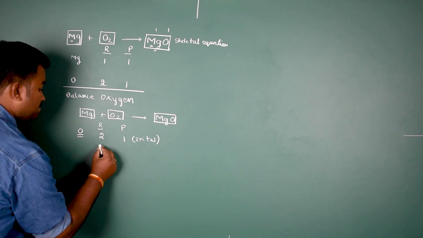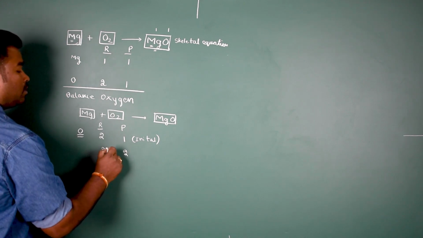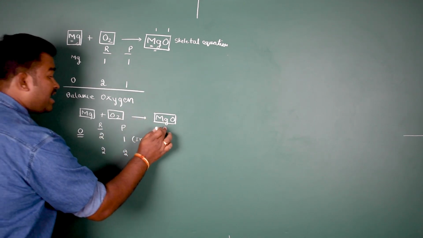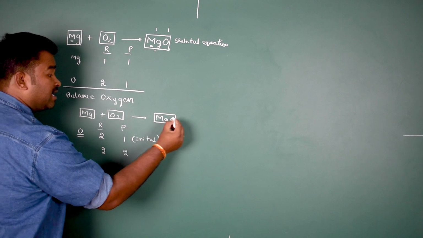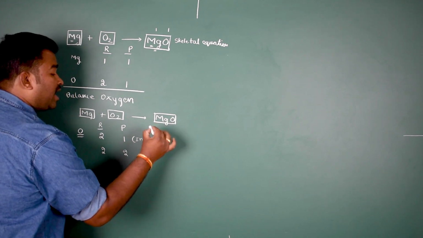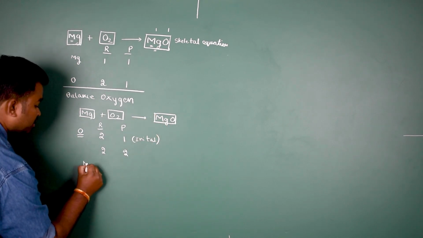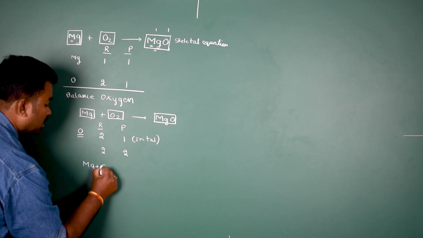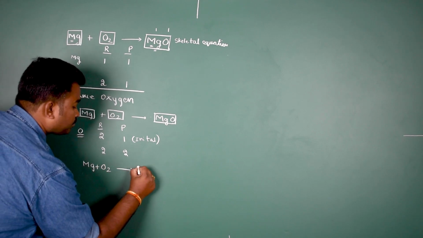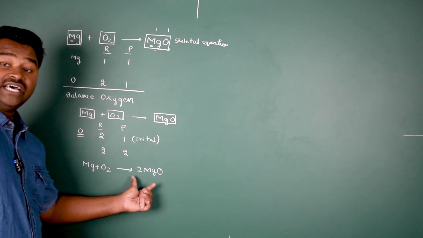Now the final will be two reactants and two oxygens on the product side. So where can I add the oxygens on the product side? There is only one oxygen present in this given compound. So I have to add here 2 MgO. That means my new equation will become Mg plus O2 forming 2 MgO. Now my oxygens are balanced.